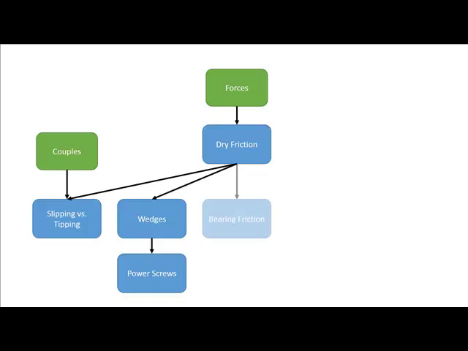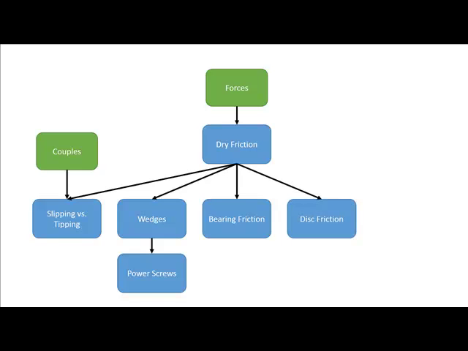Also with dry friction, we're going to be worried about bearing friction. Bearing friction is if we have a shaft in some sort of sleeve and we have some rotating shaft inside of that sleeve. We're going to have some friction there. It's going to be a variation of dry friction, and we want to be able to understand that because we use these bearings often in machines.